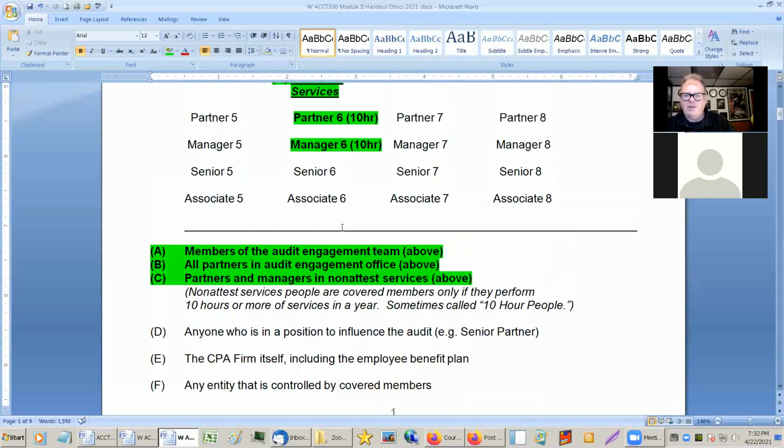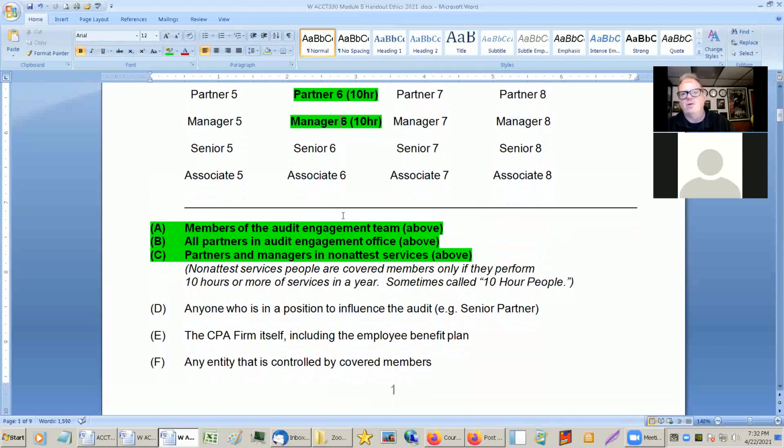Now, there are a few other ones that come into play who are also covered members. The first one is anyone who can influence the audit. You may have a senior partner that oversees a few offices. They're considered someone who can influence the audit. So anyone who's in the position of influencing the audit is also a covered member. The CPA firm itself is a covered member. So not only people working in it, but the whole firm. If you're auditing IBM, your firm cannot have investments in IBM, for example.